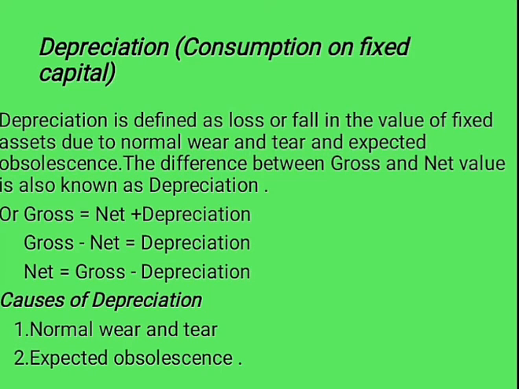Causes of depreciation. First is normal wear and tear. We can say normal wear and tear happens when any particular machine or asset is used for a particular period of time. So every year there is a decrease in the asset's value, and that is in the form of depreciation. The next one is expected obsolescence. Here you can understand that when any new technology is introduced, the old technology is replaced. So whatever amount we have to face, whatever amount we have to maintain here, this is depreciation.